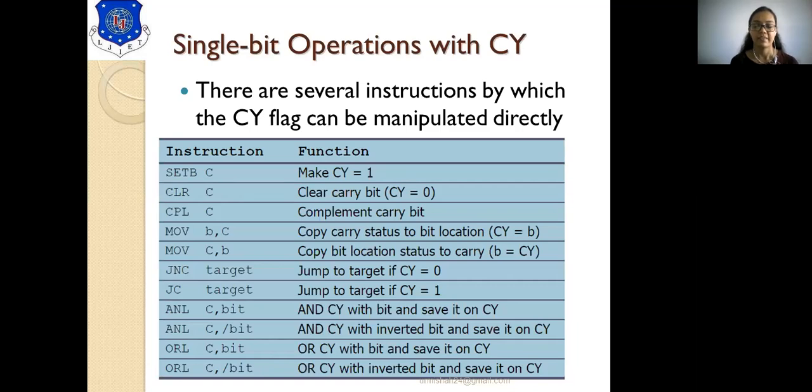There are several instructions in which the carry flag can be manipulated directly. SETB C means the carry flag will be set high, that is, set as 1. CLR C means the carry bit will be cleared. CPL C means you complement the carry bit. All these instructions are ones where the carry flag is affected. The carry flag status will change once you use any of these instructions, because they are related to the carry flag.